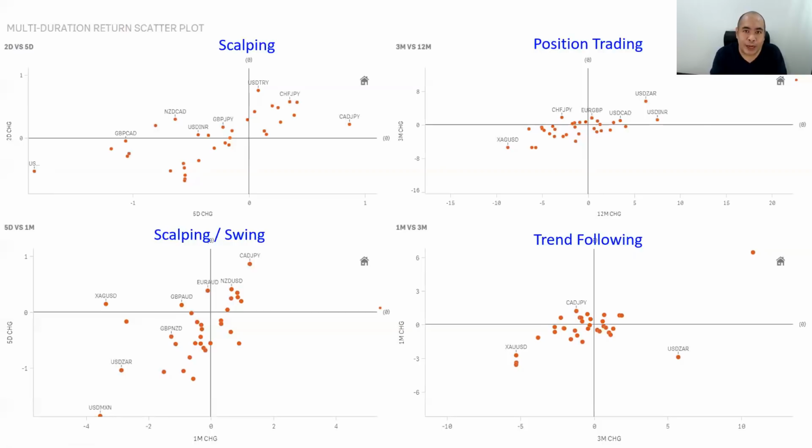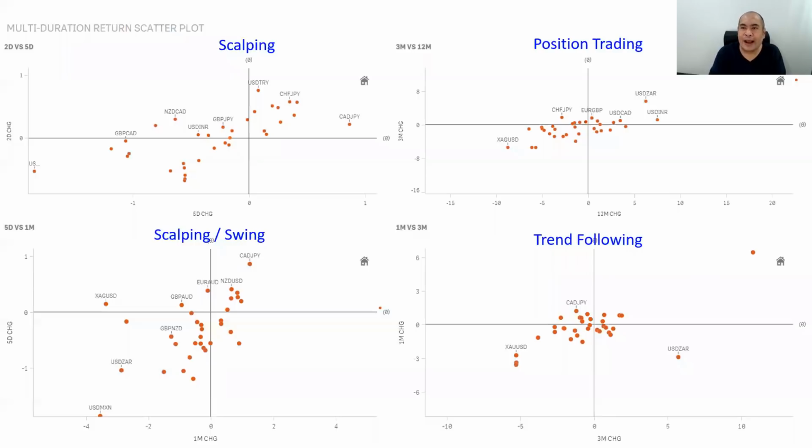If you're a swing trader, you have a longer investment horizon than a scalper or day trader, then you're better off looking at a 5 days versus 1 month chart. That's how you get to identify the best opportunities for you. If you're a trend follower and you're trying to buy into weakness in certain pairs, then your best bet is to look at 1 month versus 3 months and to focus on pairs that are selling off or pulling back on a 1 month basis, but are able to maintain their 3 month trend.